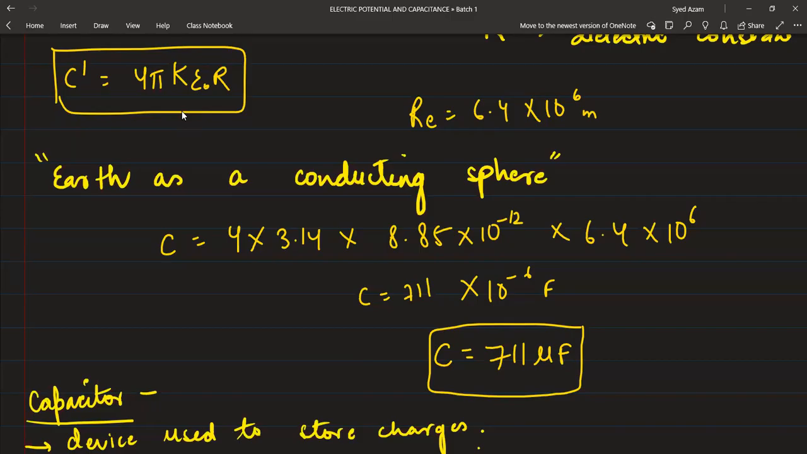But if I say Earth is acting as a sphere, in that case, what can we say? The radius of the Earth we can put as the value. The rest of the things we know are constant, like 4 is constant, pi is constant, epsilon naught we know. Radius of Earth we put. So this capacitance, 711 microfarad, becomes the capacitance of Earth.